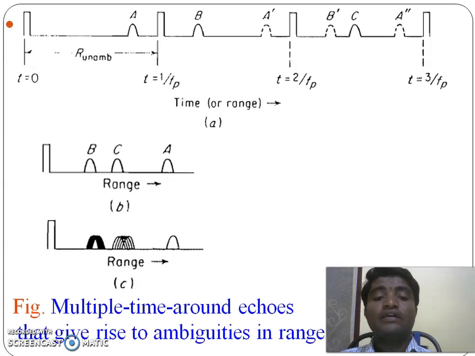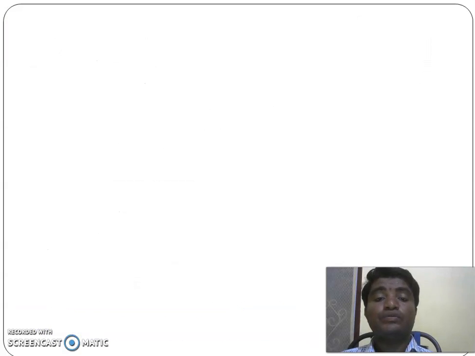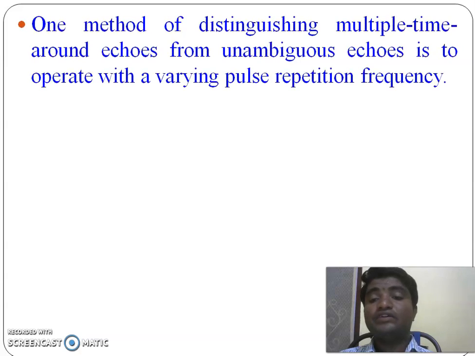One method to distinguish multiple time around echoes from unambiguous echoes is to operate with varying pulse repetition frequency. By varying the pulse repetition frequency, we can distinguish multiple time around echoes from unambiguous echoes.